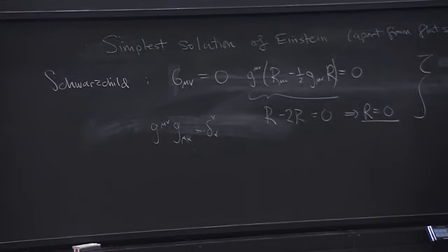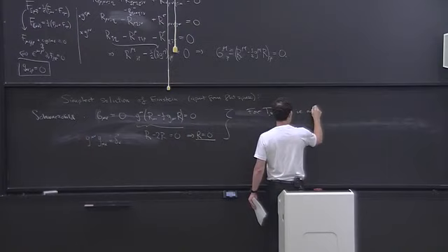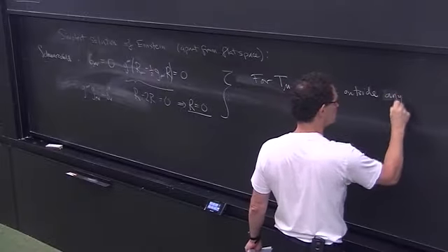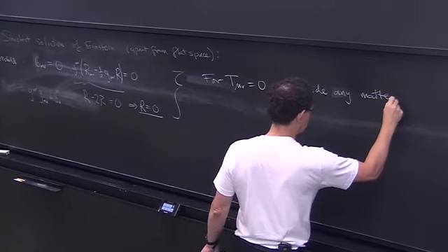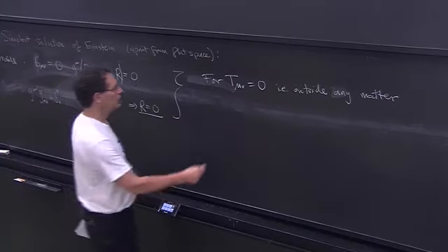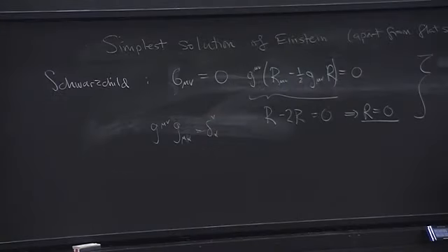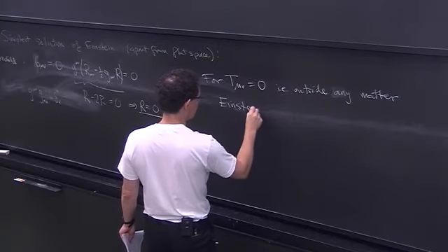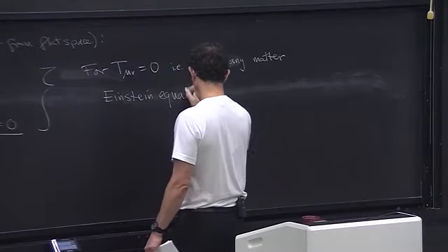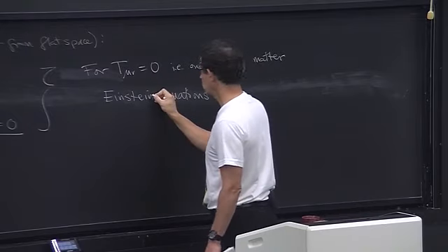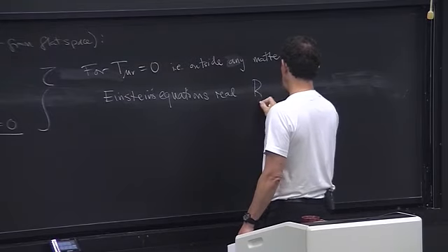for T mu nu equals 0, i.e. outside any matter, okay, in the space between the stars, well, let's say it's outside any matter, Einstein's equations read R mu nu equals 0.